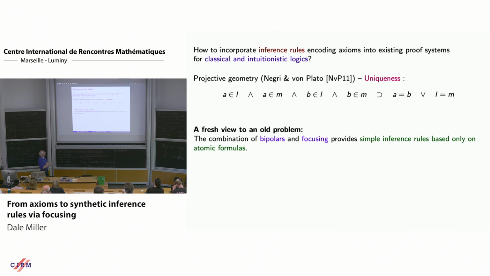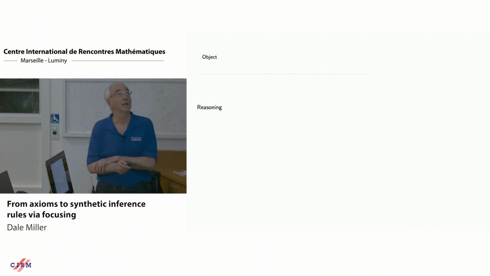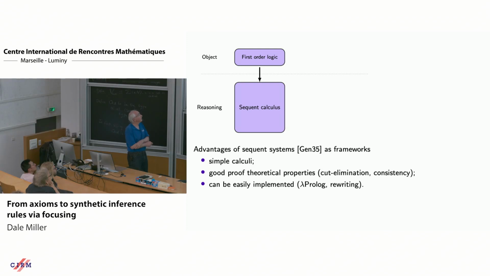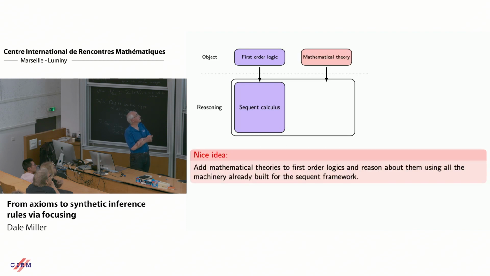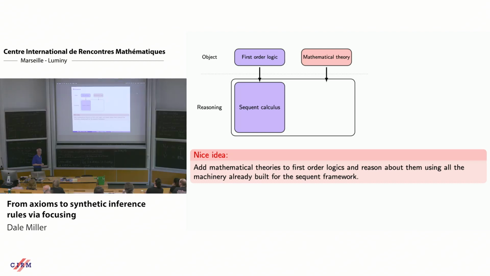So this is, like I say, an old problem, and how can we use this notion of polarity and focusing to simplify it? Usually, at a very high level, you have first-order logic represented by a sequent calculus system. However, you want to work in a mathematical theory, not necessarily just a logic, so you have all these other axioms that you'd like to use. So how do you build them into a proof system?